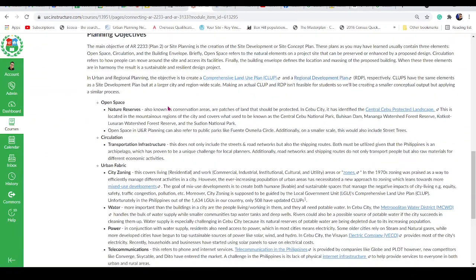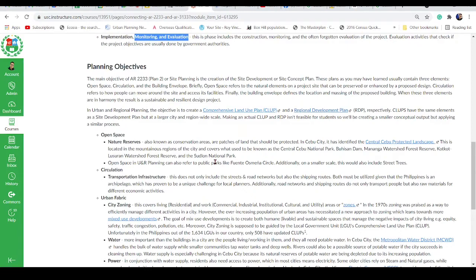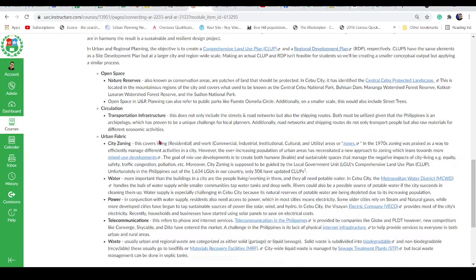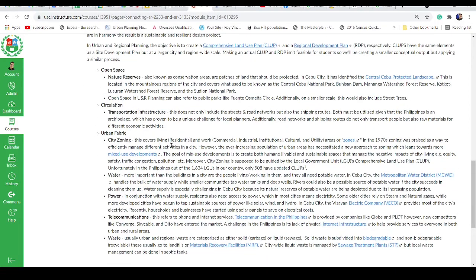Okay. So what I really wanted to highlight here is the amount of detail that goes into urban and regional planning. Instead of just looking at gardens, we're looking at parks. Sometimes open space can also refer to any unbuilt area without any buildings, like a public square. Even though it's paved, it still counts as open space. Circulation mostly refers to transportation infrastructure, and urban fabric is basically anything that's constructed, that's man-made. City zoning also falls in here.